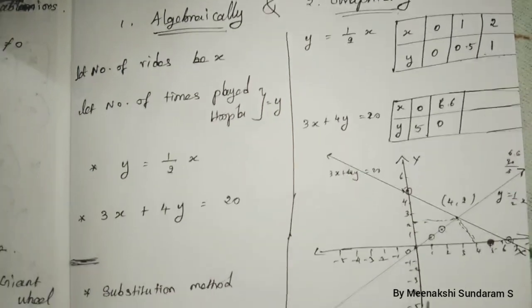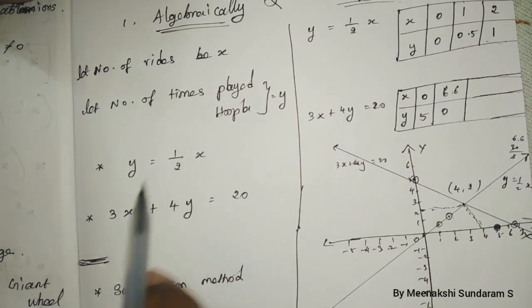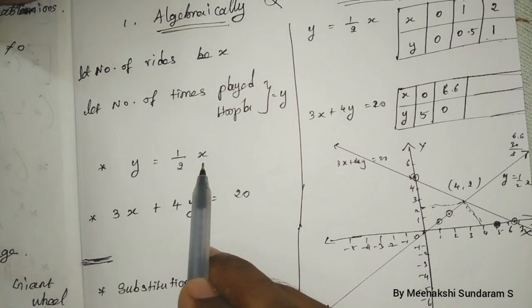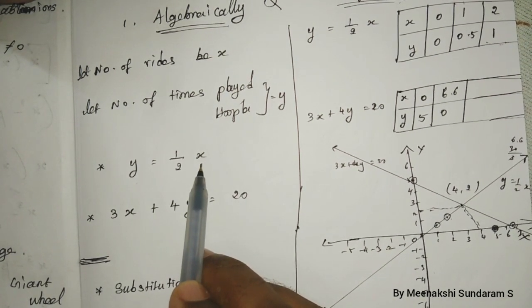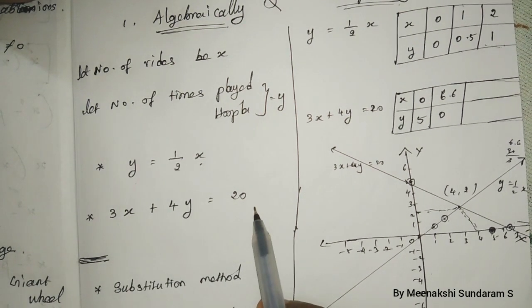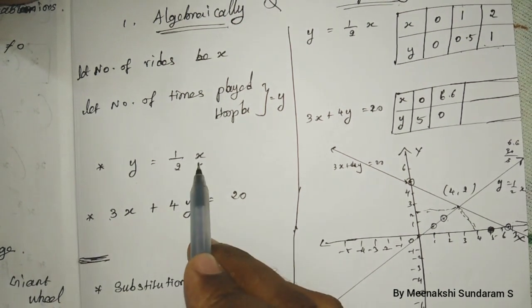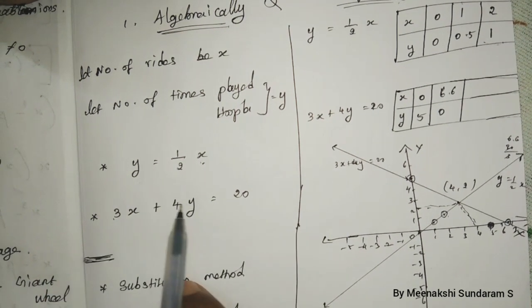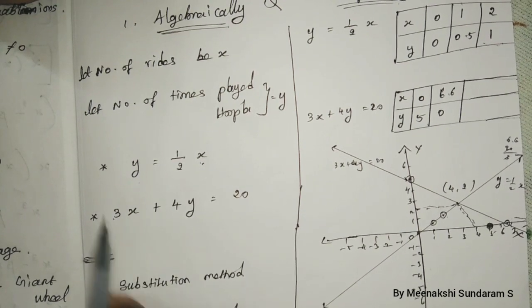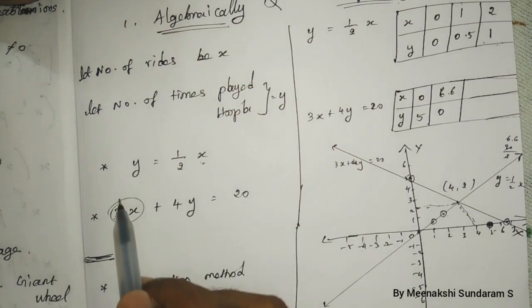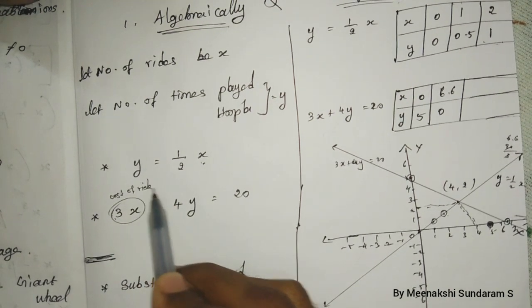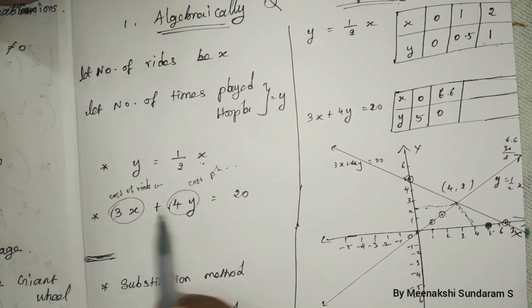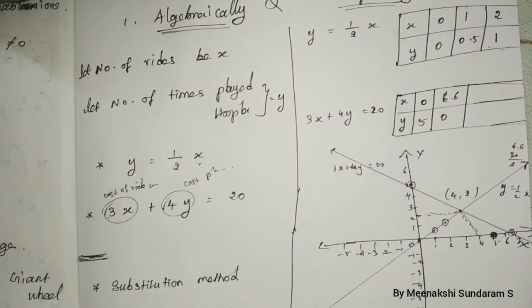Next, the condition: the number of times he played hopla is half the number of times of riding the giant wheel. So y is equal to 1 by 2 of x. That's the first condition. Second condition: the total cost he paid is equal to 20 rupees. So 3 rupees for riding the giant wheel and 4 rupees for playing hopla. So 3x is the cost of riding the giant wheel, and 4y is the cost of playing hopla. So 3x plus 4y equal to 20.